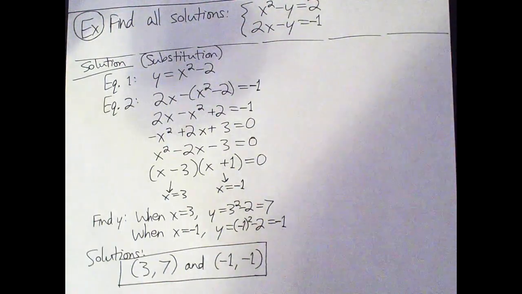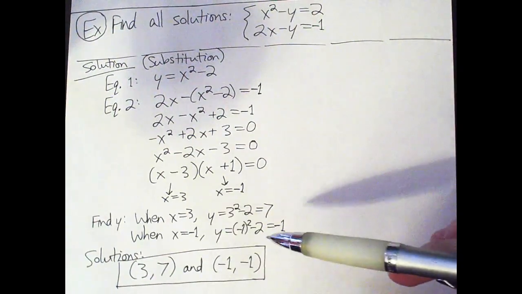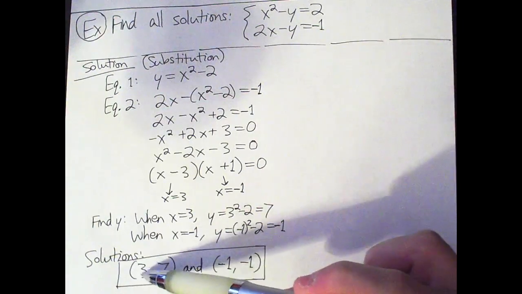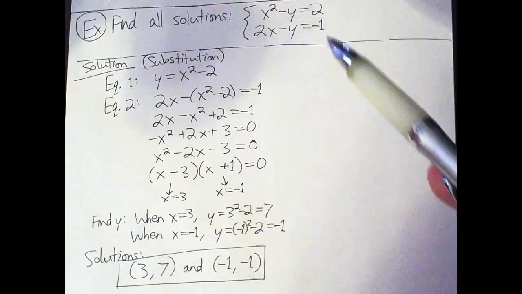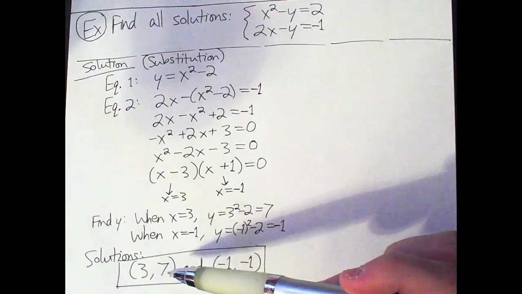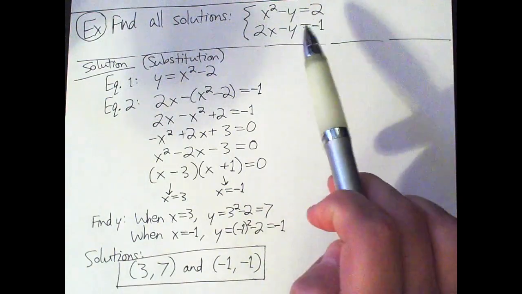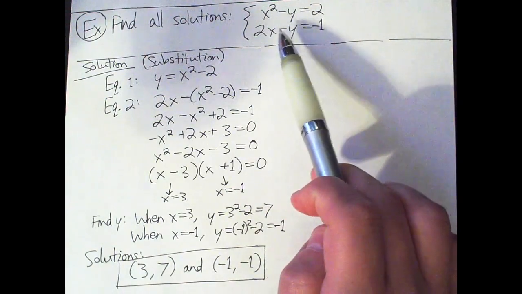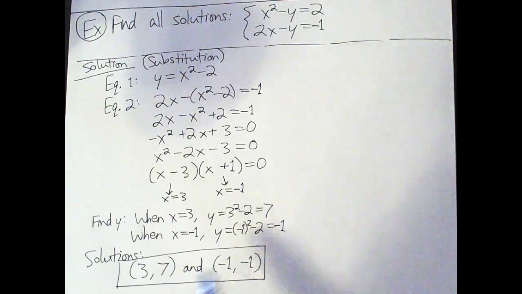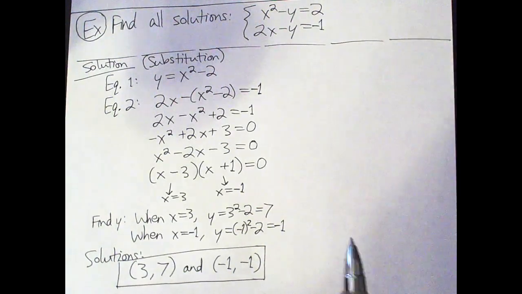So I have a couple of things I want to say about this. We answered the problem. One thing I want to say is you could check these solutions. Remember, you could say this is x, this is y. Put it into the original problem and make sure both equations are true. Put in x equals 3, y equals 7. Does equation 1 wind up equaling 2? Does equation 2 wind up equaling negative 1? And then that would confirm that this is a good solution. And then do it with the other solution also. So, if you have time, you can check your answer.